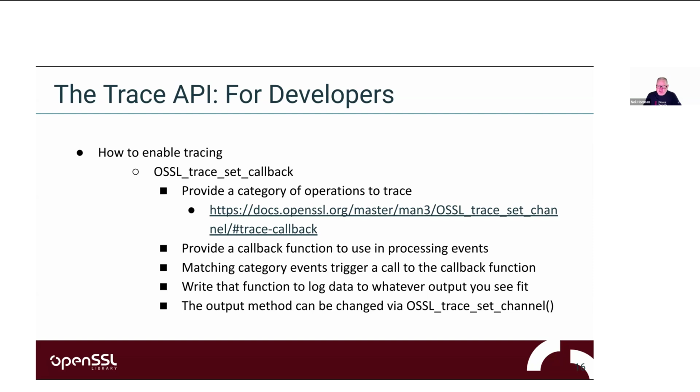So for developers, how do we enable tracing? We have this OSSL trace set callback function that's documented here, and an ancillary OSSL trace set channel function, which allows us to specify where output of this callback goes. Setting a callback for the trace API provides a callback function to use in processing events. Each call to that function contains event data that you can then log to whatever facility you see fit. You need to write that function to log data wherever you like. You can provide a channel to provide a BIO object to redirect that to different locations depending on how fancy you want your application to be.